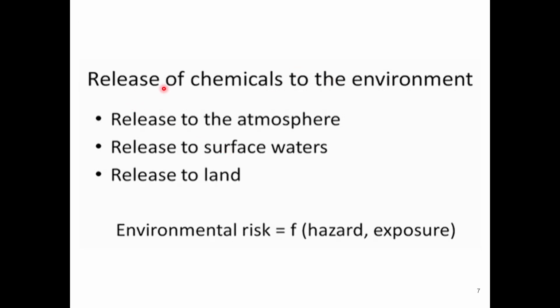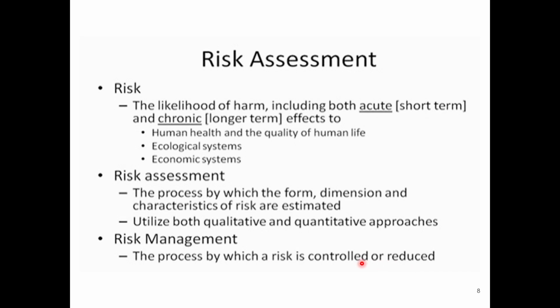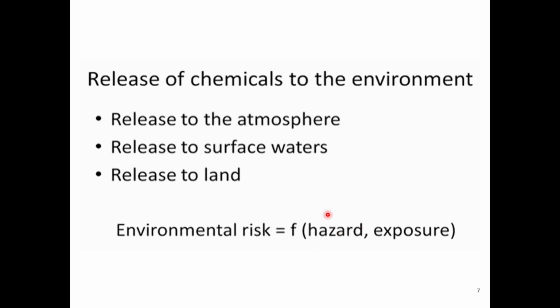So the release of chemicals to the environment can basically be of three types. One is released to the atmosphere, one is released to the surface water, and one is released to the land. So it is quite trivial, it is very obvious. And so we can say that environmental risk is basically a function of two things. One is hazard and one is exposure. Hazard is basically the potential or the vulnerability of something adverse happening, and exposure is the duration basically. So it is a function of both.